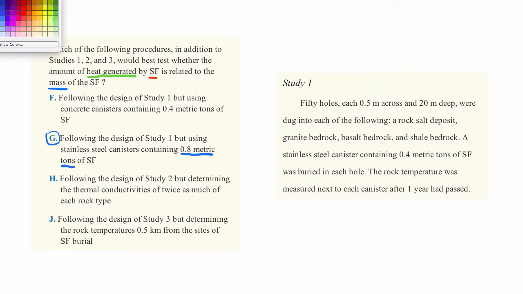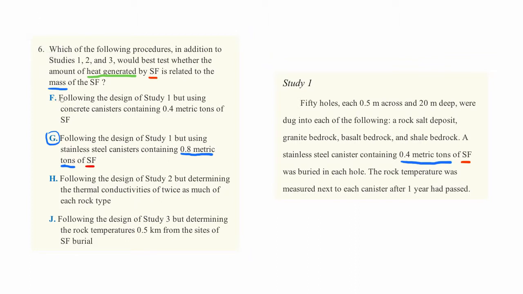Now, the reason this is the correct answer is because they're changing the mass that was used. In study 1, they originally used 0.4 metric tons of spent fuel. If we knew the effect of 0.4 metric tons of spent fuel and we tried a new mass, 0.8, then we'd be isolating the effect of mass, which is why G is the correct answer. Now let's go quickly and talk about why the other answers are incorrect.